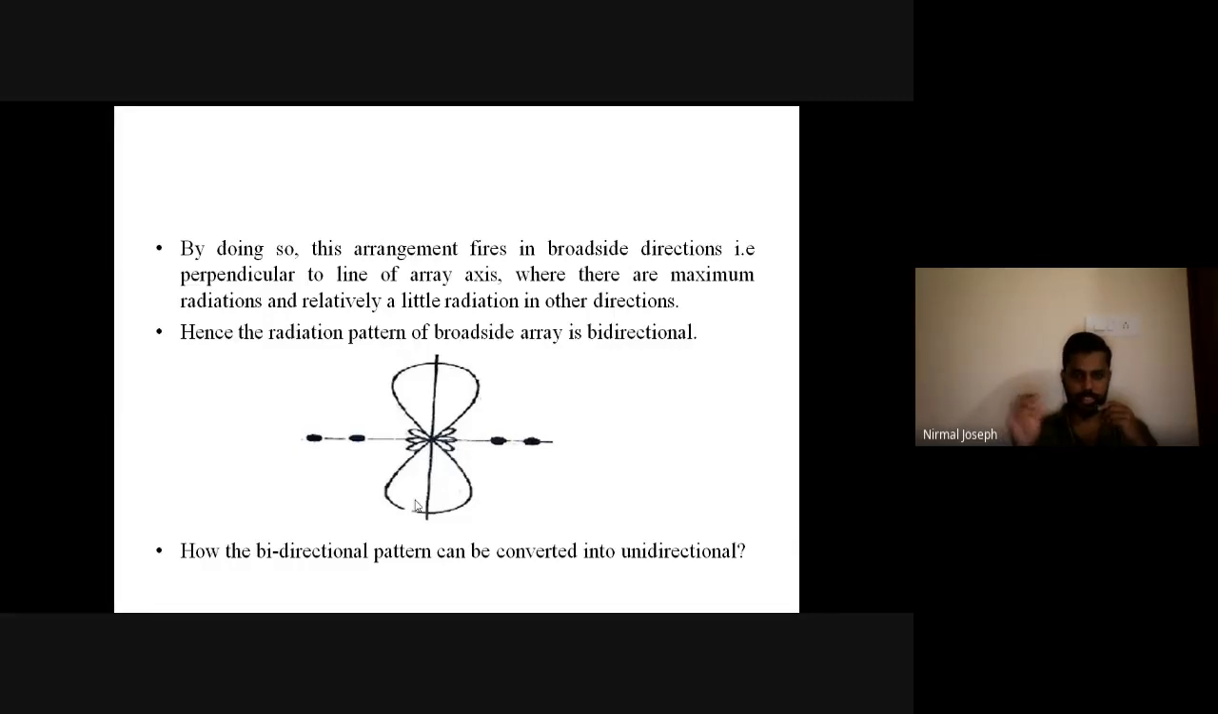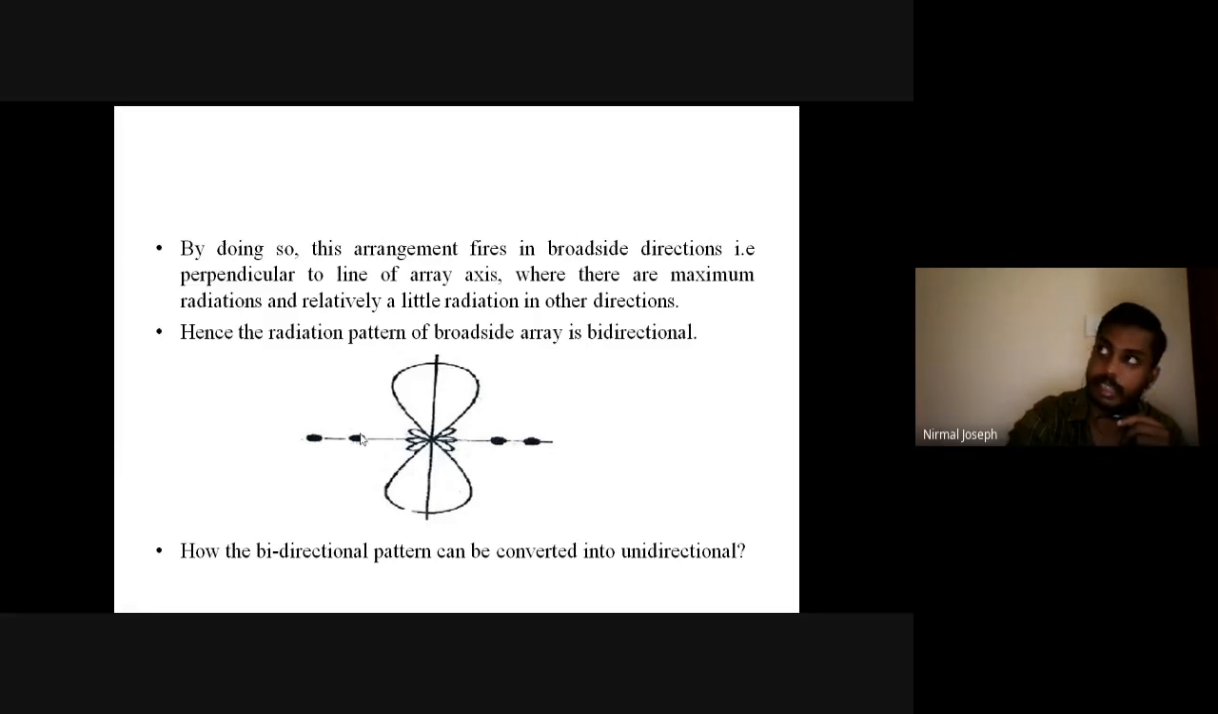All these things were just explained. The radiation pattern is shown here. See the radiation pattern. These dots are elements, or antennas placed in the array. They are placed like this. That means these dots are projecting out of the screen. In that direction only, the antenna elements are placed, perpendicular to the screen.